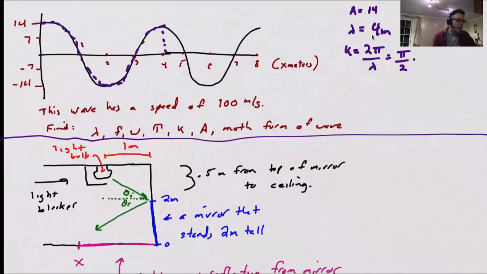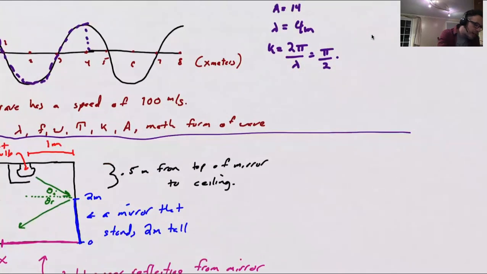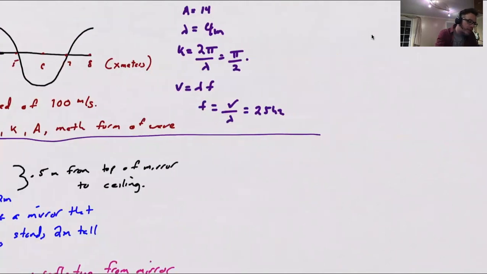If we know that the wave has a speed of 100 meters per second, then we know that the velocity, as always, is wavelength times frequency. So the frequency then is the velocity divided by the wavelength, and the velocity being 100 meters per second, the wavelength being 4 meters, this is 25 hertz. If that's the frequency, then we know that omega is 2 pi times the frequency, which is also known as 50 pi. We also then know that the period is 1 over the frequency, which is 1 over 25.